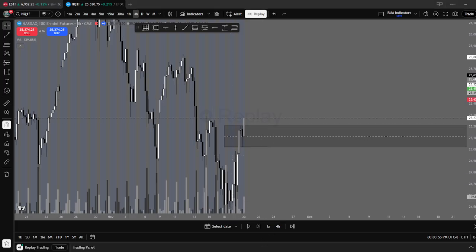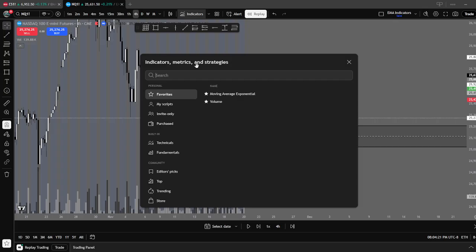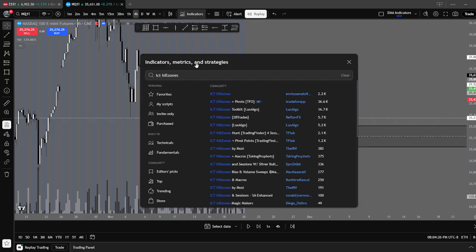Let's pop on some quick little music. And I want to take a quick look at this Discord. Let's do this. ICT kill zones and pivots.